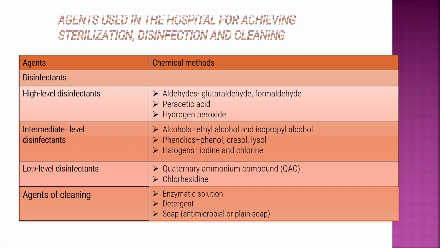Agents used in the hospital for achieving sterilization, disinfection and cleaning. So they are divided into the high level, intermediate level, low level and agents of cleaning. High level disinfectants, the examples are aldehydes, in that formaldehyde and glutaraldehyde, peracetic acid and hydrogen peroxide. Intermediate level disinfectants are alcohols, example ethyl alcohol, isopropyl alcohol, phenols, then cresol, lysol, halogens, iodine and chlorine. Low level disinfectants, quaternary ammonium compounds and chlorhexidine. Agents of cleaning are enzymatic solution, detergent, soap, either antimicrobial or plain soap.